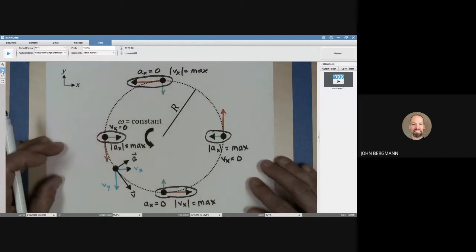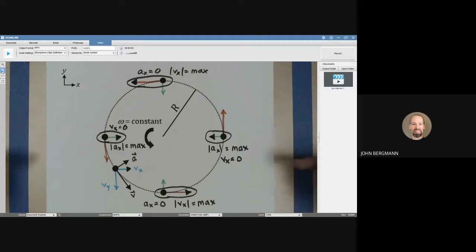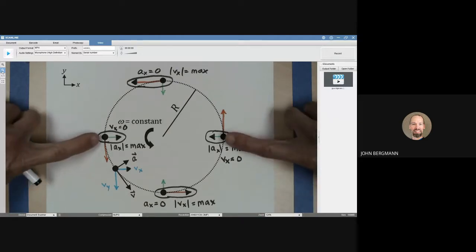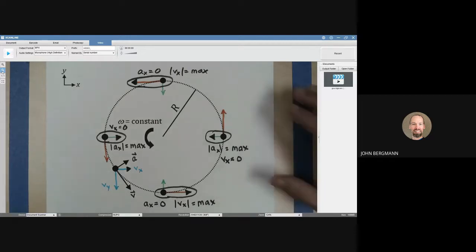So if we look at the things that I've drawn in black here, this is a little hard to see. What we're seeing is that the velocities are 0 at points east and west, but the accelerations are maximized. Right here at points north and south, the velocities are maximized, but the accelerations in the x direction are 0. We're only worried about the x direction. We could talk about the y direction, but we're going to use this in doing a little bit of math with simple harmonic motion.